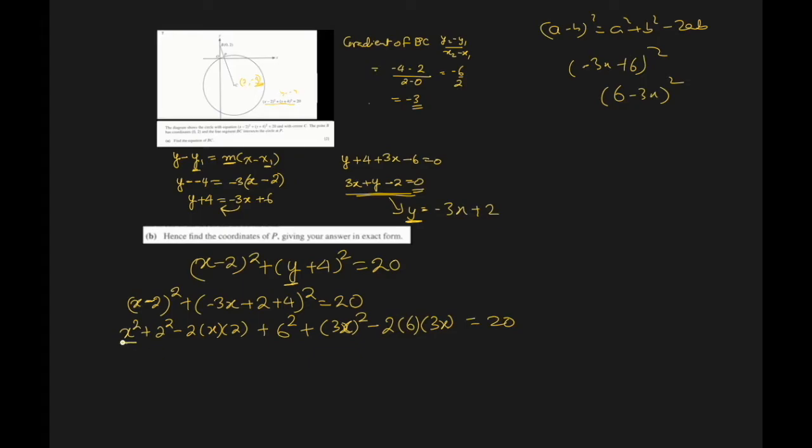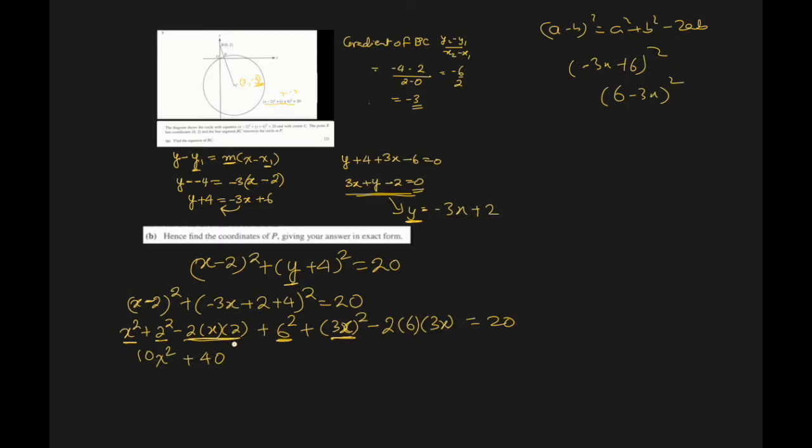Okay, so x squared and 9x squared. This is 9x squared, right? 3 is also squared, so it will be 10x squared. And then we have 2 squared is 4, 6 squared is 36. So 4 plus 36 will be 40.